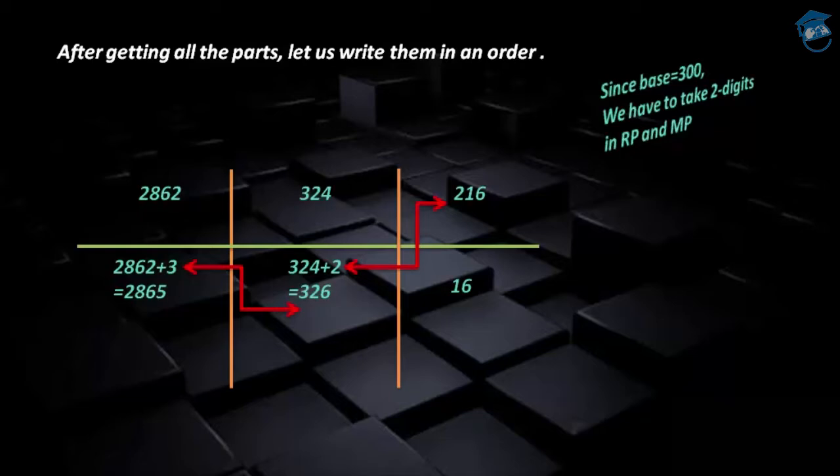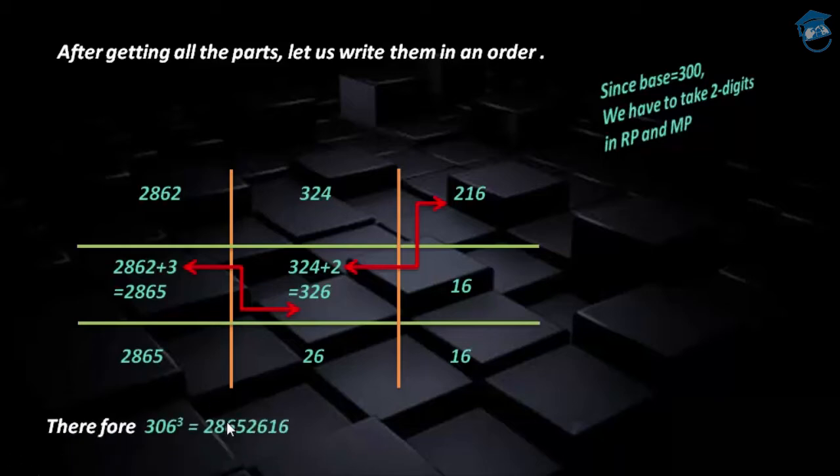And friends, now let me place one more horizontal bar and write all the answers I have got in all the parts. Here in the right part I have got 16, in the middle part I have got 26, and in the left part finally I have got 2865. And therefore by combining all these parts of the answers I get the final result, and we can say that 306 cube is equal to 28,652,616. So friends, this is the way we can use Yavadunam Sutra in finding the cube of a given 3-digit number when the given number is nearer to the base like 300.